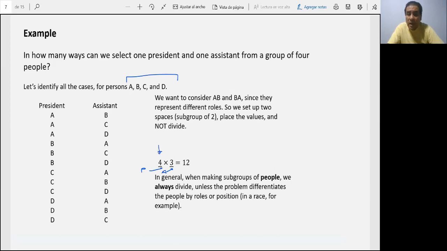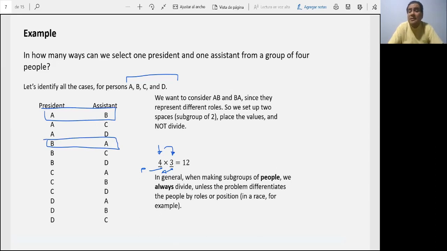So you say, okay, I can pick the president out of 4 different persons. After I have chosen the president, I can pick the assistant in 3 different manners. So the total number of subgroups is 4 times 3 equals 12. Here, we do not divide by 2 factorial. Why? Because here, the different order of the same elements in the subgroup represent different roles within the subgroup. Okay? Like these 2 are not the same.